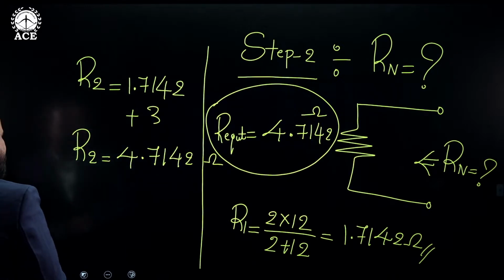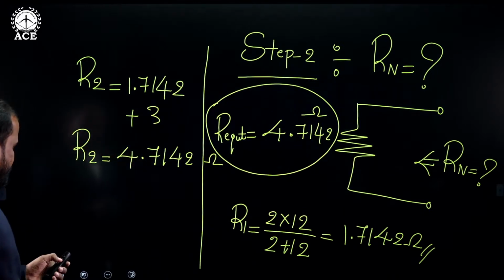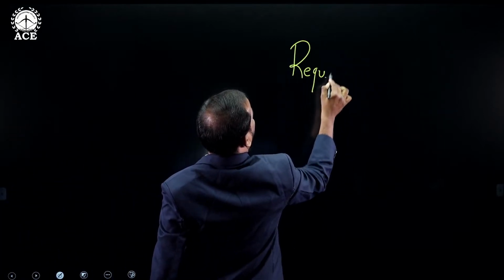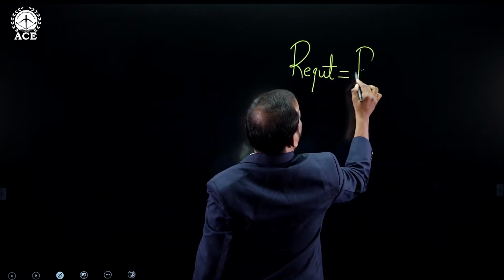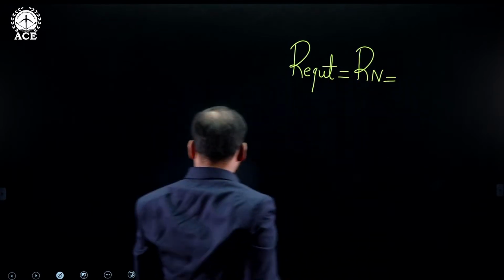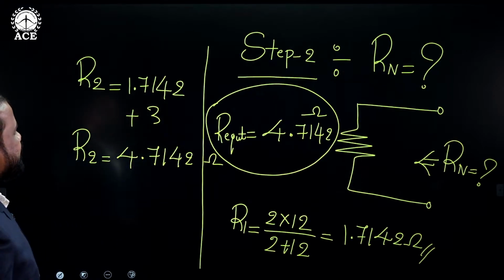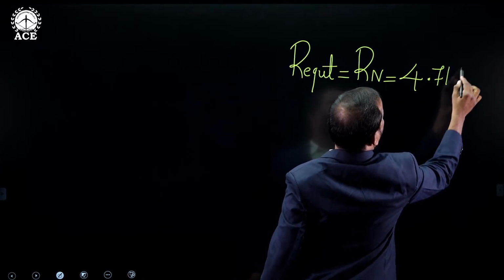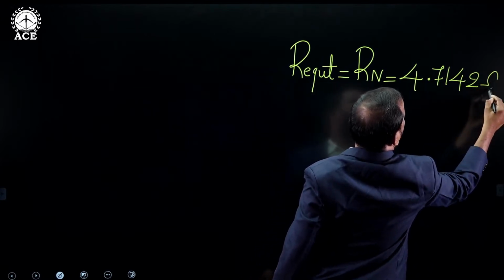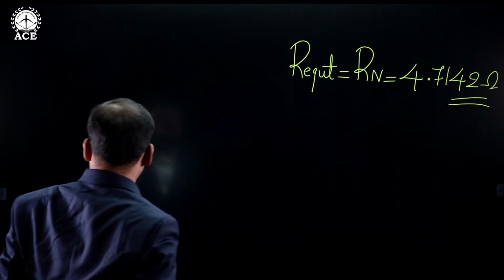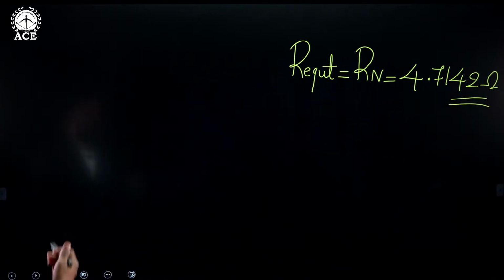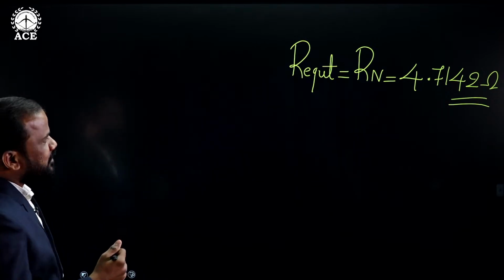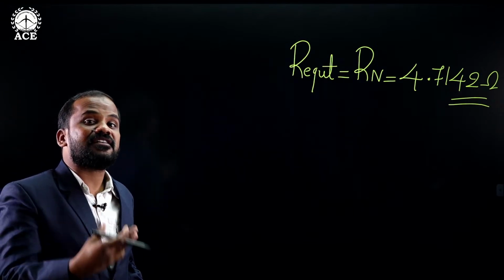So we need to say that R equivalent is equal to Norton's resistance, which is 4.7142 ohms. So this is the equivalent resistance, clear? Now finally we got the value of Norton's resistance. What remains is getting the value of Norton's current.